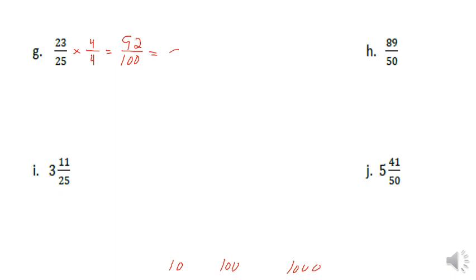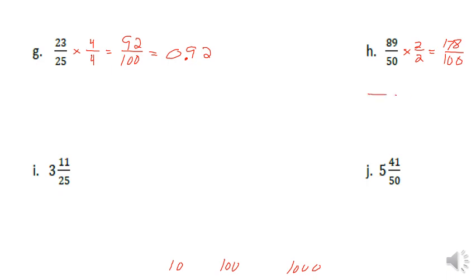So when we write 92, in order for 2 to be in a hundredths place, it's got to be 0 and 92 hundredths. On H, 50, well, I know 50 times 2 is 100. So I'm going 2 over 2, and that's going to give me 100 on the bottom. And on top, it's going to give me 178. Let me think here. 178. So now I have 178 hundredths.